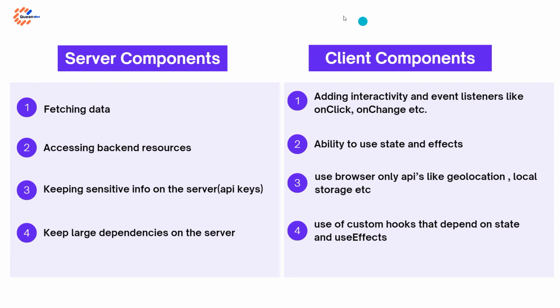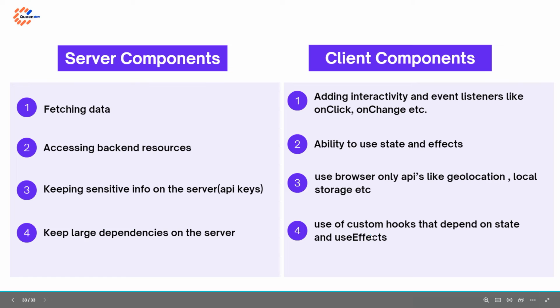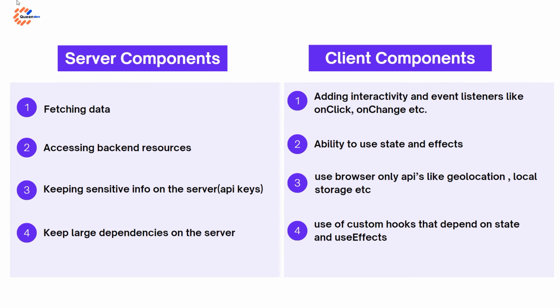Now, coming to the client, if you want to add interactivity and event listeners like onClick and onChange, then client component is what you should be going for. And if you want the ability to use useState and useEffect, then it is client component you need to use. Also, if you need to use browser-only APIs like geolocation and local storage, you can also use the client component here. The last one is if you need to use custom hooks that depend on state and useEffect, then client component is your go-to. So this is all I had to show you on rendering.